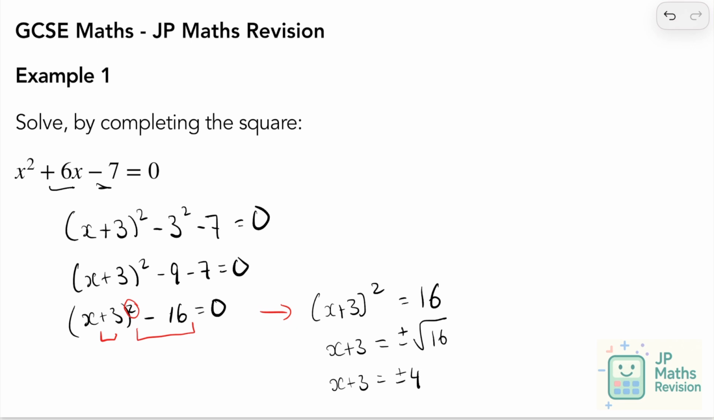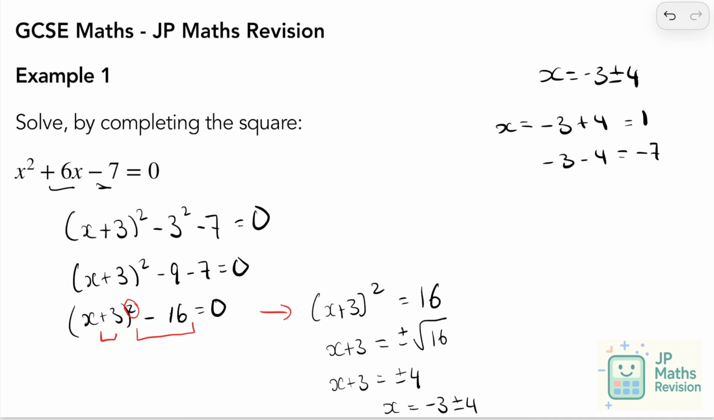And then we can get x by itself by minusing 3 from both sides, and we end up with x equals minus 3 plus or minus 4. So if x equals minus 3 plus or minus 4, we have minus 3 plus 4, which is 1, and we have minus 3 minus 4, which is minus 7. So the two solutions to this equation are 1 and minus 7. That is the answer to that question, and we have just solved this by completing the square.